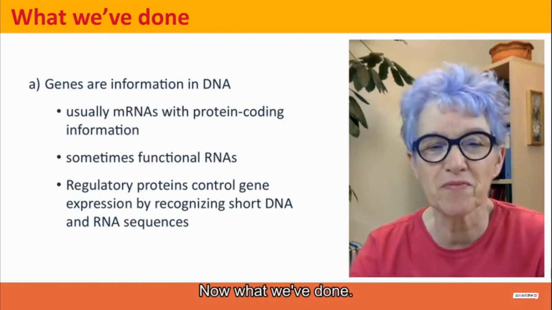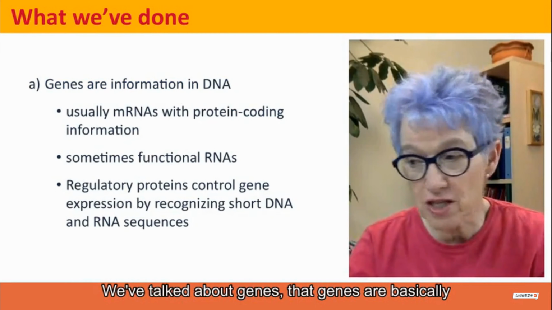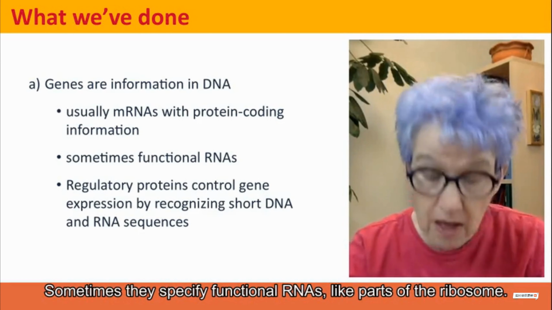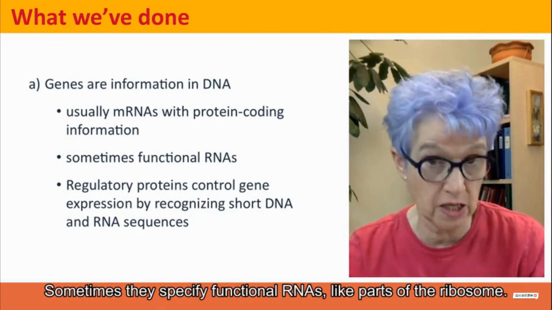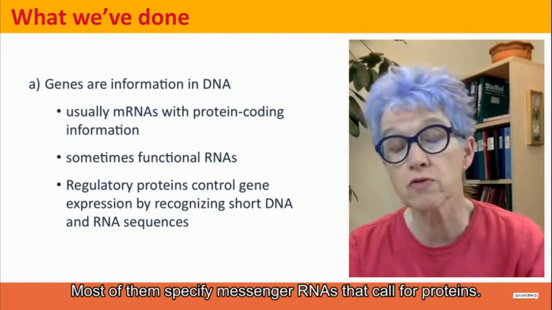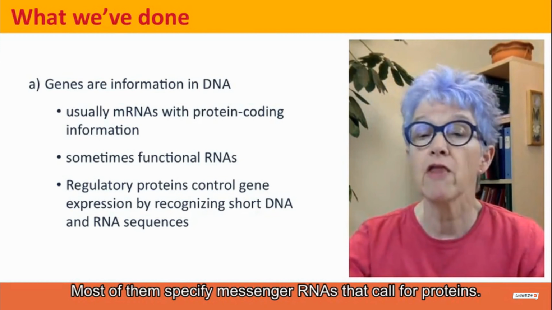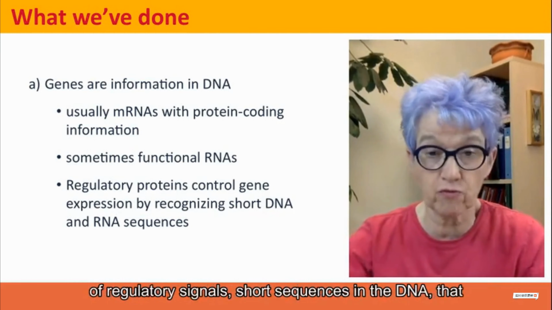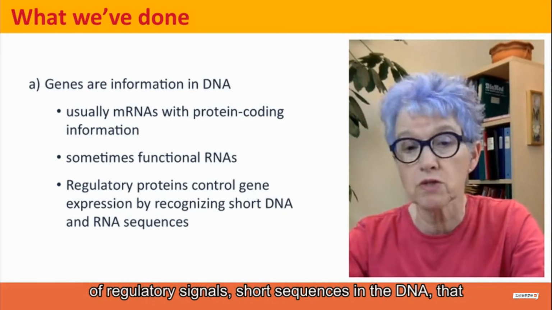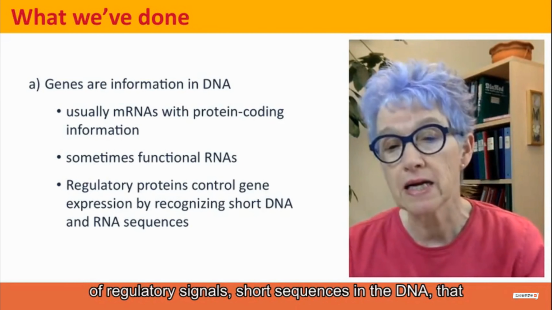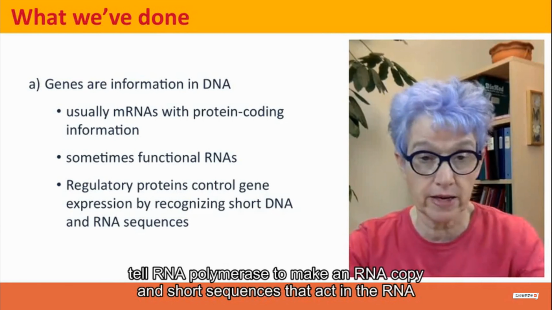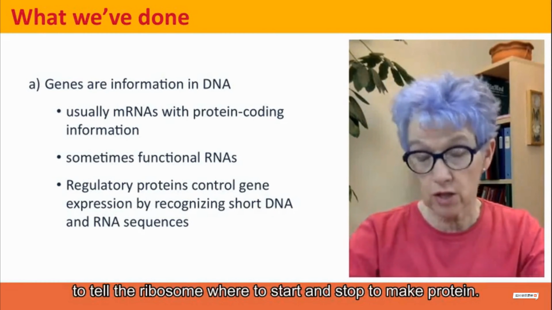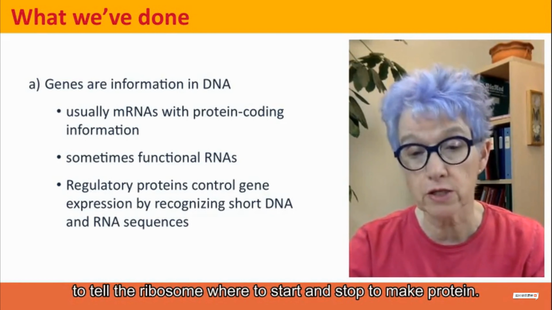Now, what we've done, we've talked about genes. That genes are basically informational entities in our DNA. Sometimes they specify functional RNAs, like parts of the ribosome. Most of them specify messenger RNAs that code for proteins. And genes are identified by the cell by the presence of regulatory signals, short sequences in the DNA that tell RNA polymerase to make an RNA copy, and short sequences that act in the RNA to tell the ribosome where to start and stop to make a protein.